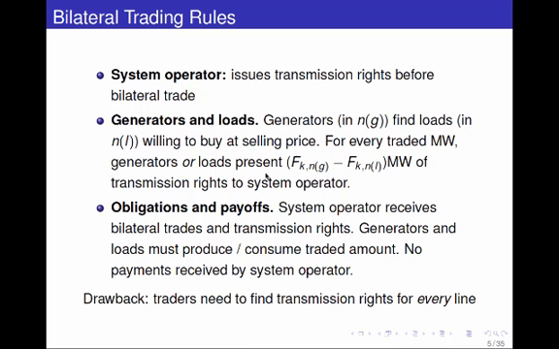Is that FKG times NG? Remember, F is indexed over lines and nodes. FKG is line and generator. FKNG times NG. Good. Okay. And then all these guys.